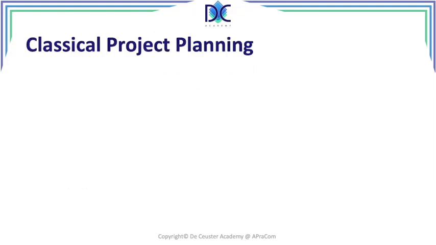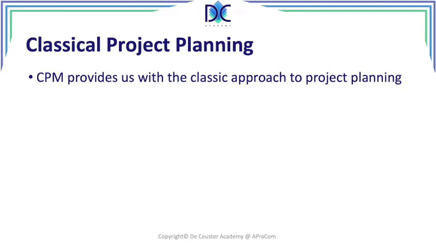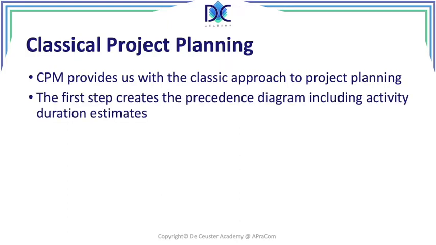So let's have a look at the planning. Classically, when we have a project, we do a plan, we use the critical path method. And the critical path method is the classic approach to project planning. We first create the precedence diagram and we include there the duration estimates. We can also include there the 50% estimate and the standard deviation when we are using the PERT or the 3-point estimates.